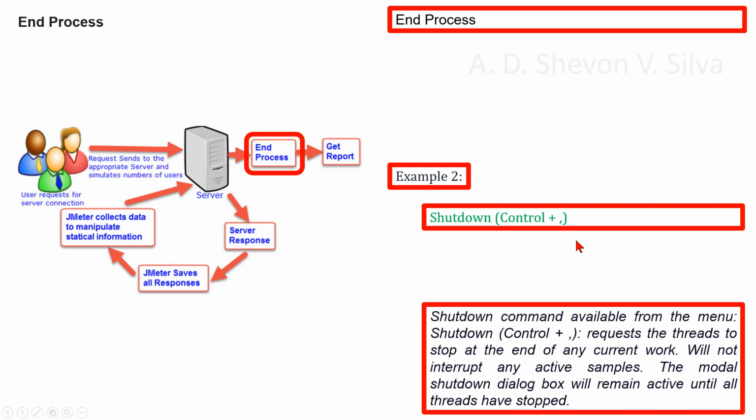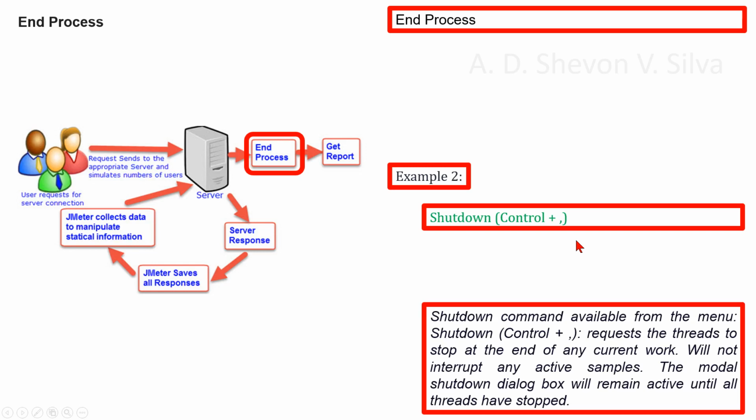As an example 2, we can consider the shutdown command, Control comma. Shutdown command available from the menu. Shutdown, Control comma, requests the threads to stop at the end of any current work. It will not interrupt any active samples. The modal shutdown dialog box will remain active until all threads have stopped.